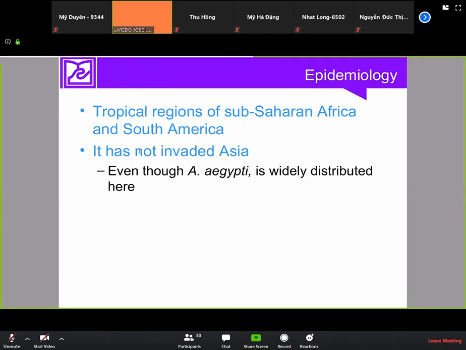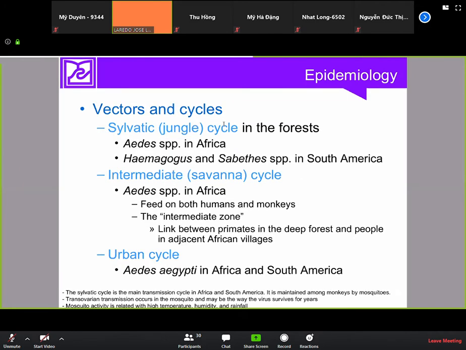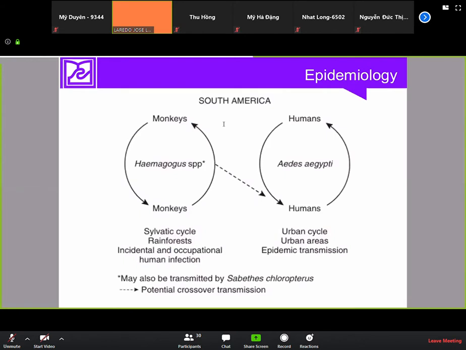So, not in Asia, and we don't know why. We have no idea. Only sub-Saharan Africa and South America. This is what happens, okay? The transmission of yellow fever is very similar to the transmission of dengue. This is South America, this is Africa, but it's almost the same.